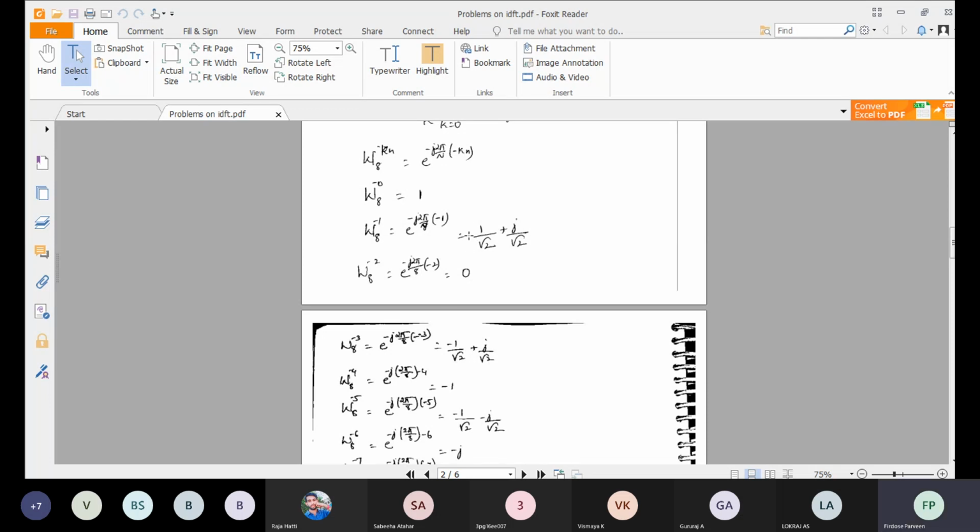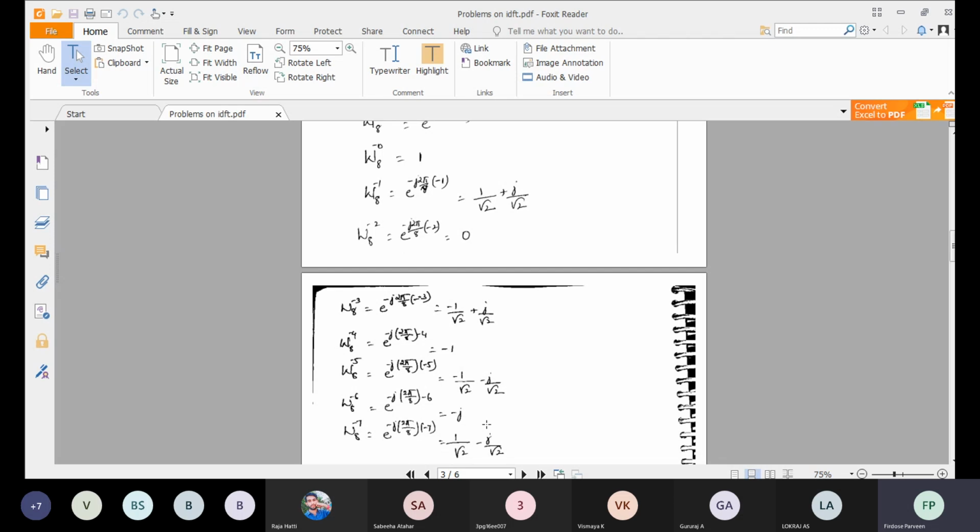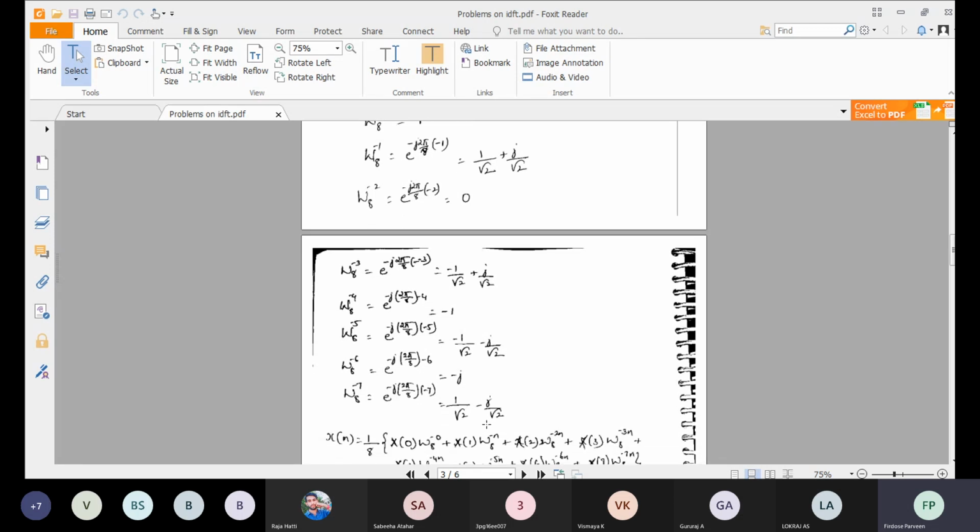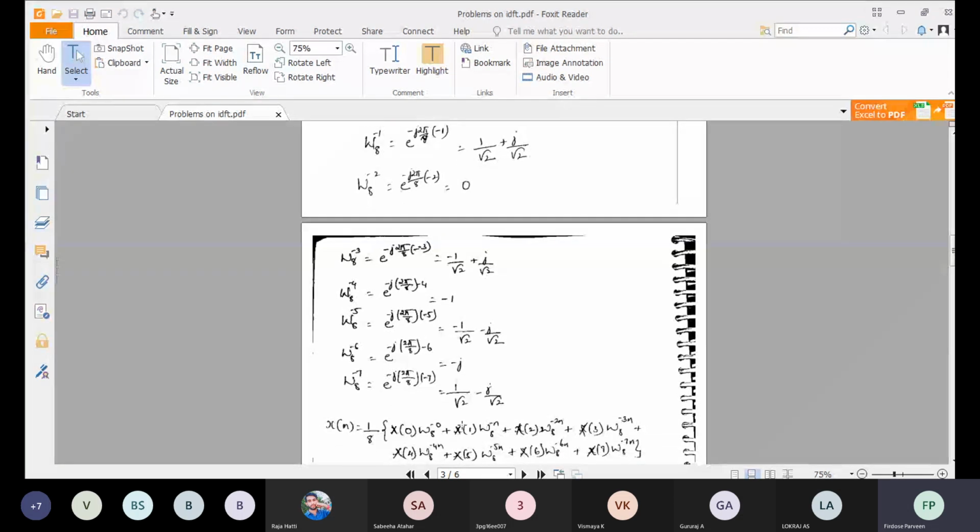Got the same answer? 1 by root 2 plus j by root 2. Yes, ma'am. W to the power of minus 2 is 0. W to the power of minus 3 is minus 1 by root 2 plus j by root 2. W to the power of minus 4 is minus 1. W to the power of minus 5 is minus 1 by root 2 minus j by root 2. In the same way, W to the power of minus 6 is minus j. W to the power of minus 7 is 1 by root 2 minus j by root 2.